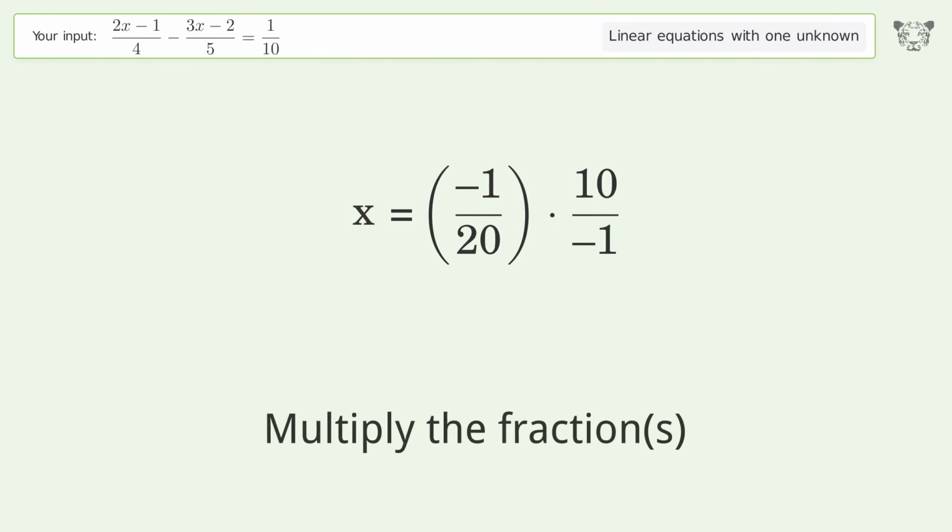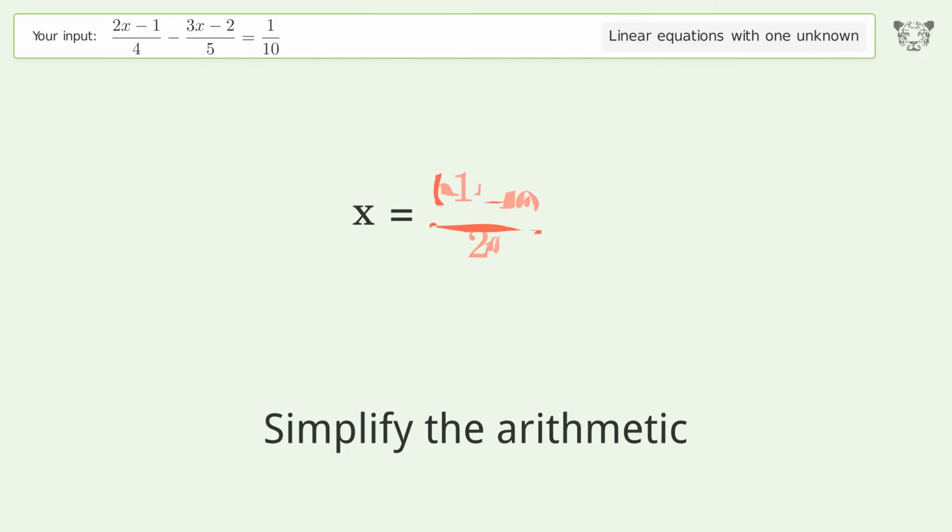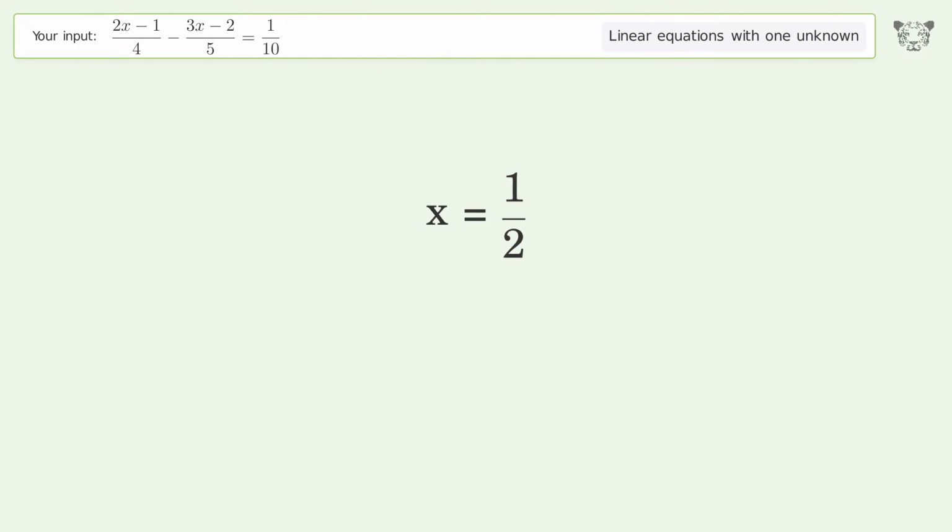Multiply the fractions. Simplify the arithmetic. And so the final result is x equals 1 over 2.